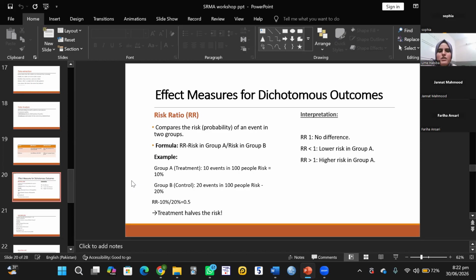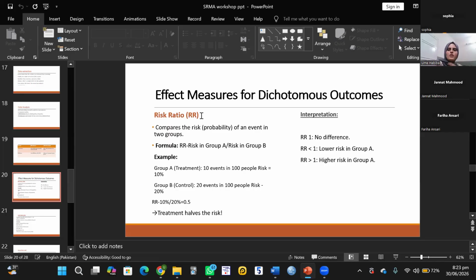In the example, you can see group A treatment, 10 events in 100 people. That means of 100 people who were taking the drug, only 10 of them experienced headache, right? Headache is what? It's a dichotomous outcome. You either have it or you don't, right? Group B is control. In group B, they were not taking the drug, it's placebo, 20 events in 100 people. Out of those 100 patients, only 20 had headache, right? So the risk of a certain event, of a certain adverse effect in a population or in a group is called risk ratio, right?